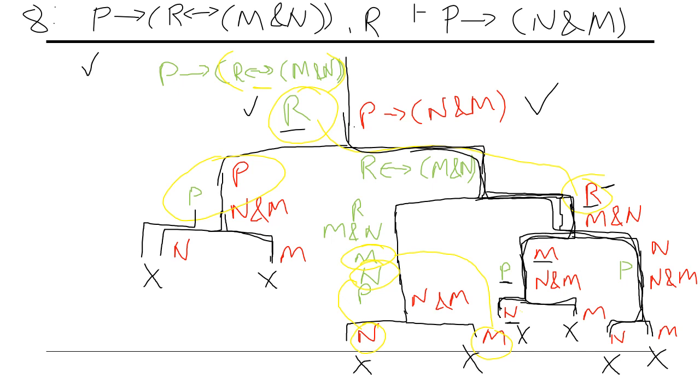So, looking at this, it is valid. All of our branches close off. So there are no counterexamples.